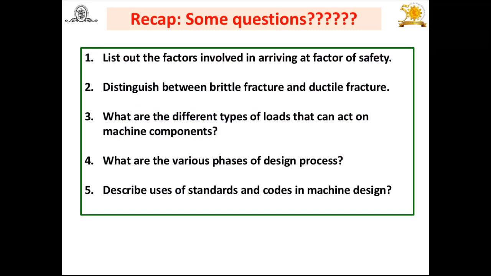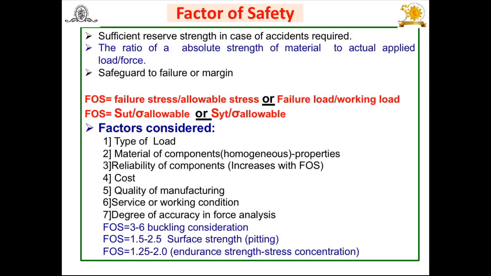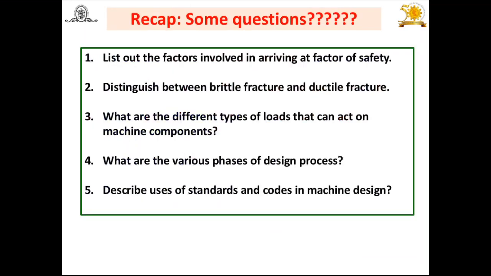Now during this session we have described and discussed many things. One is the factor of safety, second is what we mean by brittle material and ductile material, different types of loads acting on it, and then various phases of design process, steps involved in individual machine elements, and use of standards and codes. Based on that, these are some of the questions. List out the factors involved in factor of safety: types of load, manufacturing, material property, cost, reliability, and service condition.